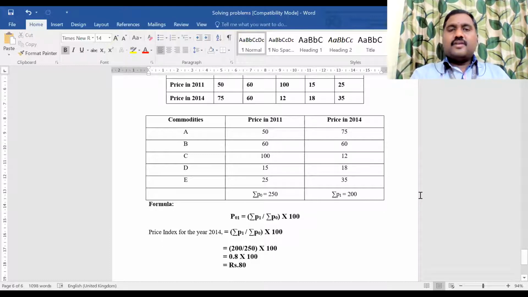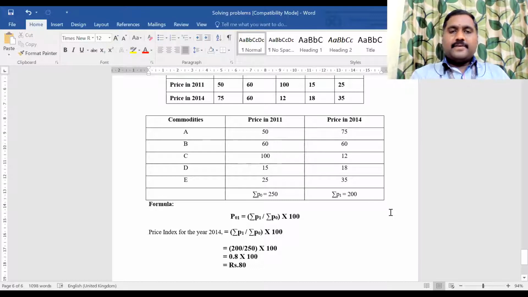Suppose instead of price they are giving quantity. The quantity of the items means 50, 60, 100, and they mention either in kg or ton or a unit. The respective unit should be mentioned here. Only the thing is, instead of P you are going to put Q, but the procedure is the same.